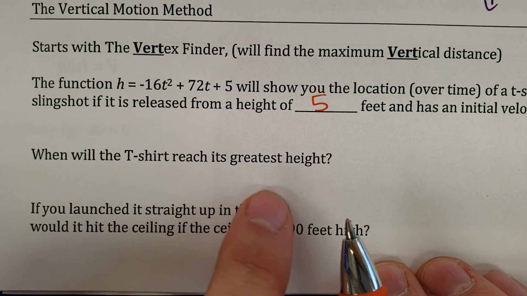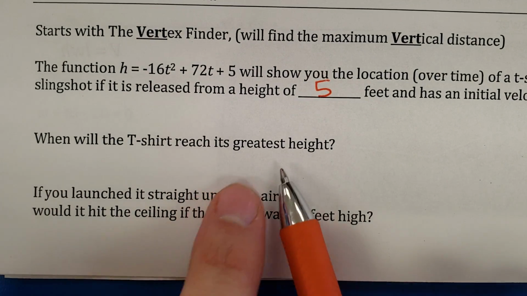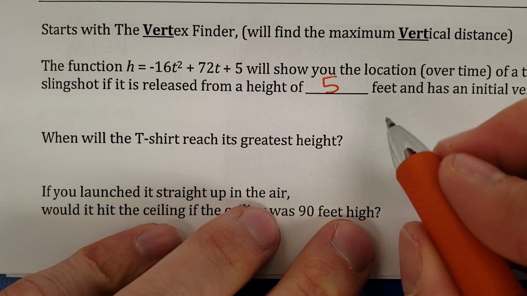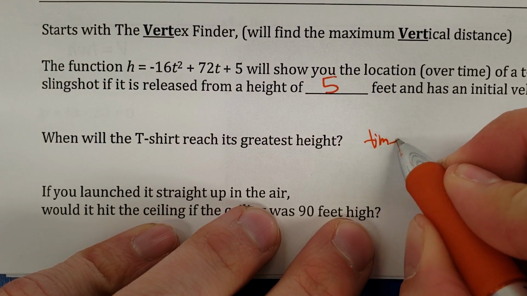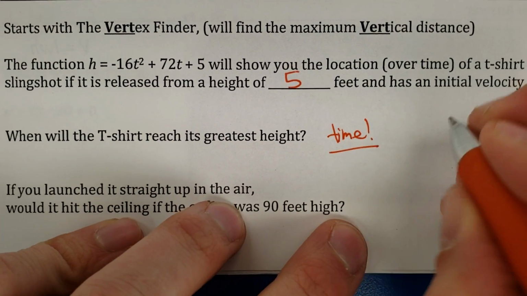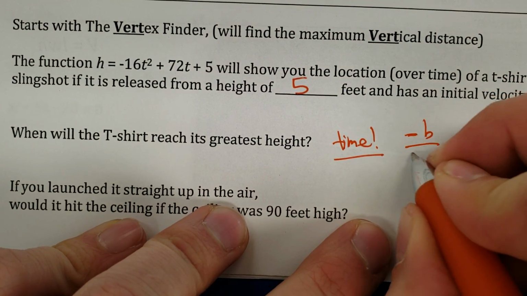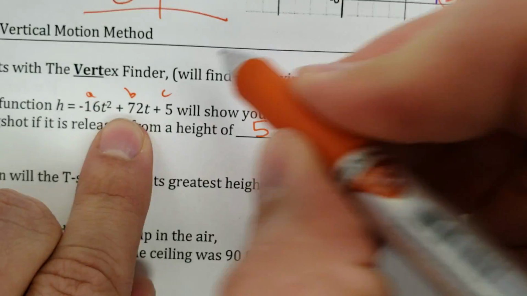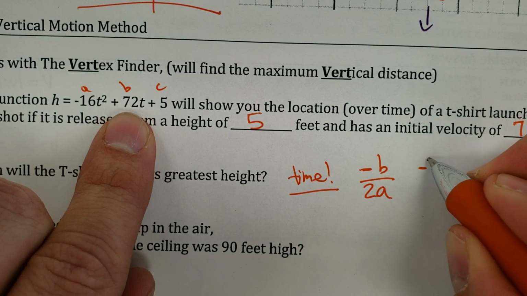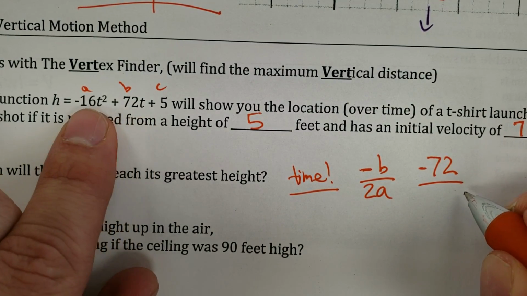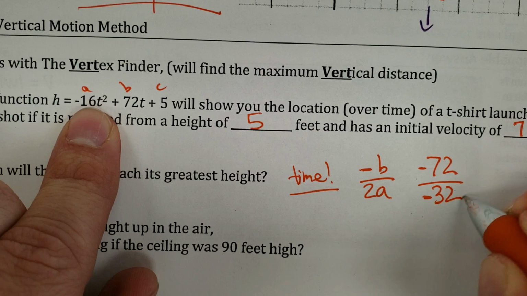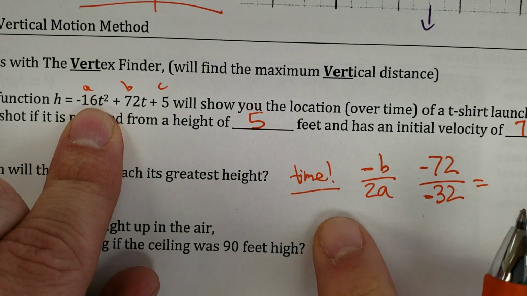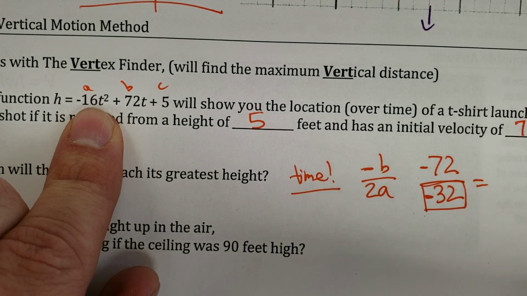When will the t-shirt reach its greatest height? Now, I hate this question because you actually can't find that first. You need to find the time first. And how do you find that? The vertex finder. So we go negative b over 2a. Negative b, again a, b, c, is going to be negative 72 over 2 times negative 16, which will always be negative 32. So anytime you're doing a gravity function with the vertex finder, it's always going to be that. That'll make your life pretty simple.